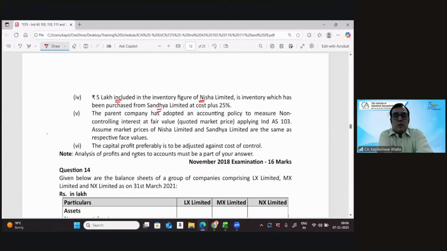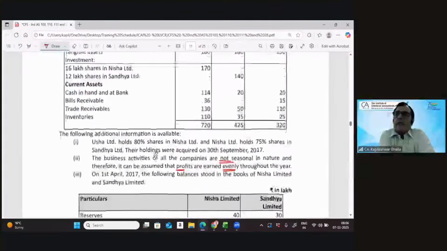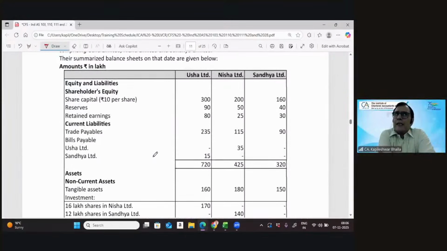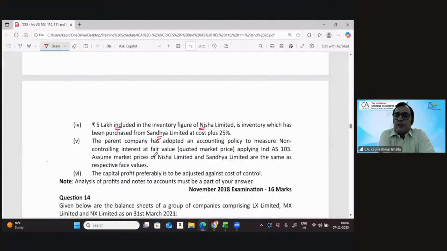Now we need to see what kind of transaction this is. Nisha is the middle company and Sandhya is the bottom company. And when it says in point number 4 that inventory in Nisha is purchased from Sandhya, would you like to tell me, is it upstream or downstream in nature? Though I think I've given you the hint already. So is this downstream or upstream? That's right, it becomes upstream in nature.